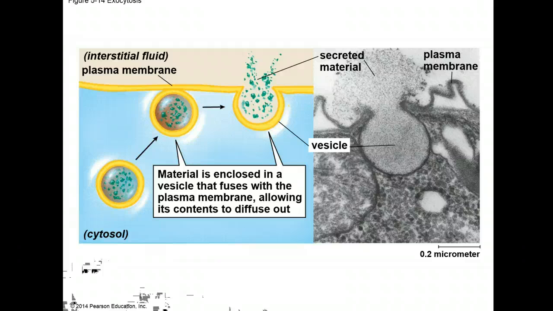When the cell needs to get rid of something, it can use the membrane and ATP to move materials out of the cell. We call this process exocytosis. Vesicles containing the material to be expelled move to the cell surface, where they fuse with the cell membrane, allowing their contents to diffuse into the outside fluid. This is exocytosis. Endocytosis is when the cell takes something in, and exocytosis is when the cell secretes or excretes something into the environment.